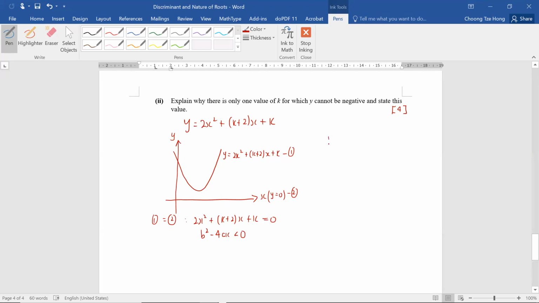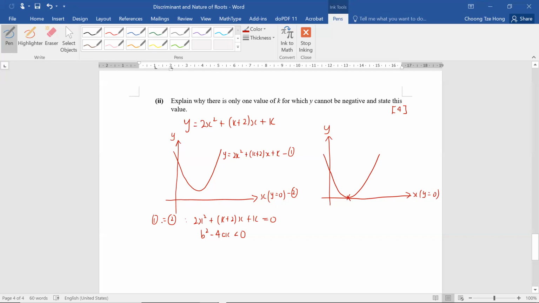Let's talk about another possible scenario where it cannot be negative. Remember, they say it cannot be negative only, but cannot be negative can be 0, right? So another possible case would be this curve just goes and touches the x-axis, just touches the x-axis at one point.